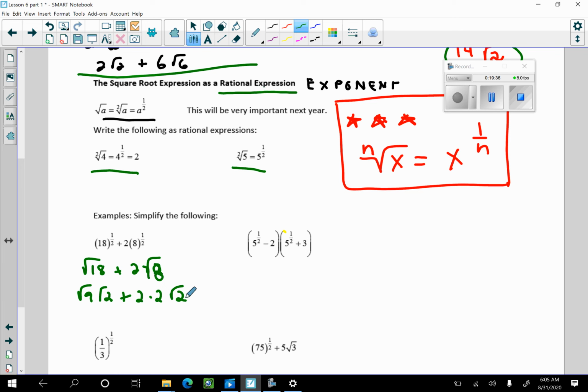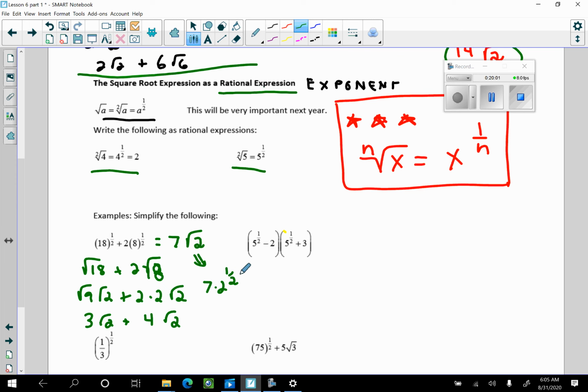That's correct. And then the square root of 9 is 3, so 3 square root of 2 plus 4 square root of 2. How many square roots of 2 do I have? This is going to be 7 square root of 2. And if I'm in rational form, I can also write that radical as 7 times 2 to the 1/2.